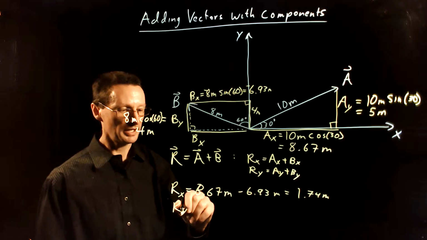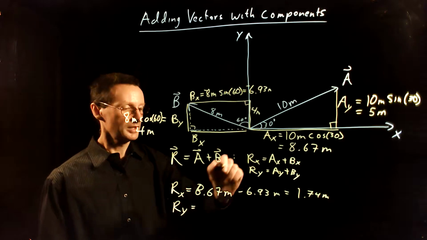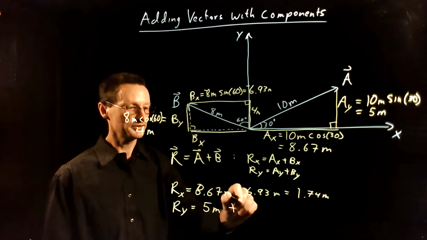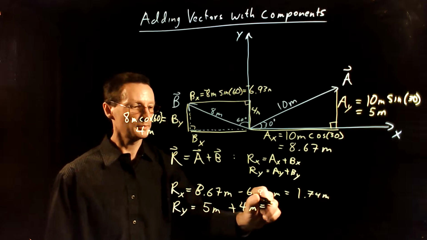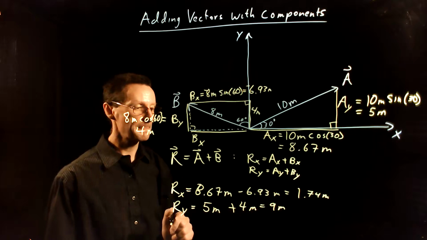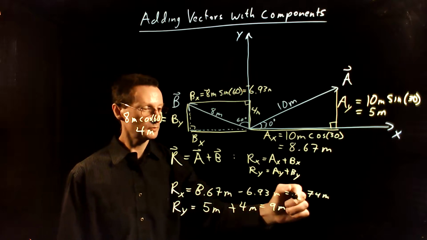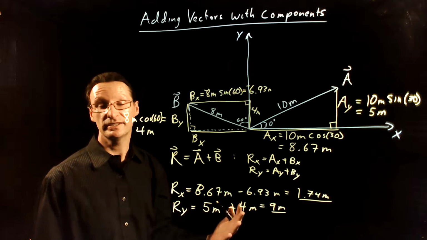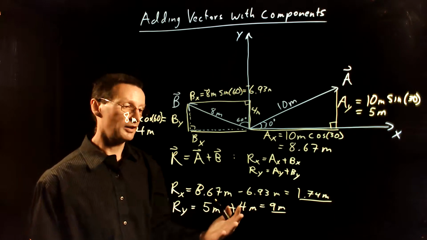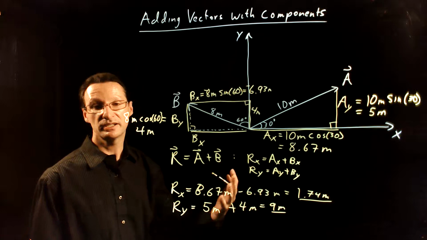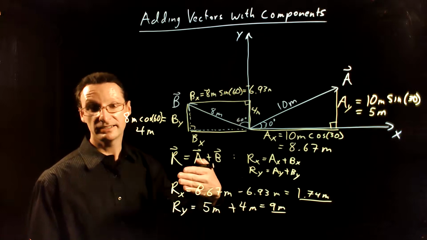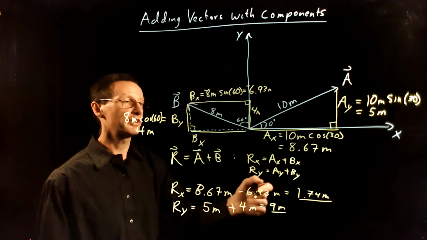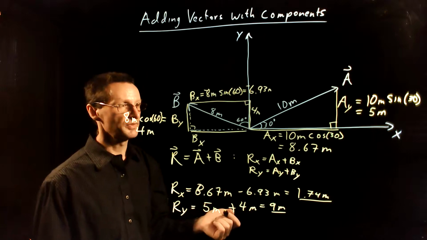And then for ry, we do the same thing. We take 5 meters plus 4 meters, and that, of course, gives us 9 meters. So now that we know each of the components of r, we know what r is. We could write r, using our trig functions, as a magnitude with a direction angle if we wanted to, but we have all the information needed to do that.